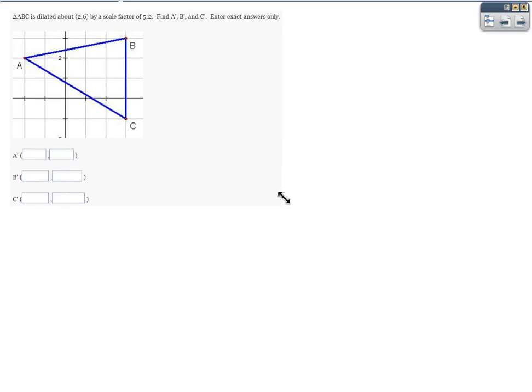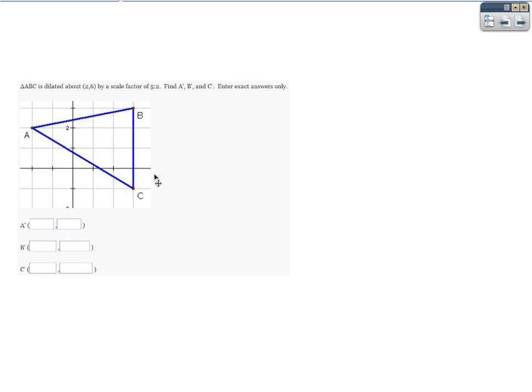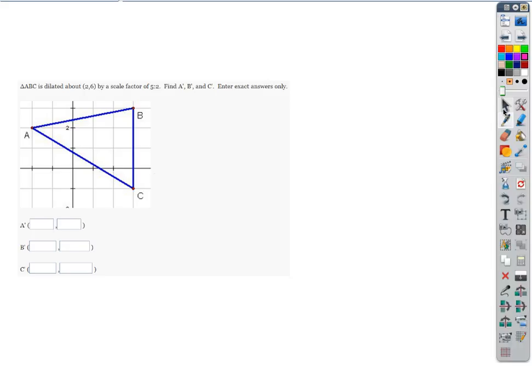Okay, now look what we're doing here. This one is dilated about the point 2, 6. This is not real convenient. That's off the screen. But if I keep going up, okay, the center, 2, 6, so that's over 2 and up 2, 4, 6 is right about there. There's the center. Right?